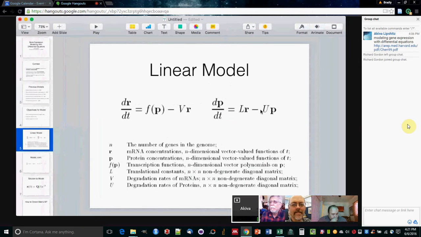And similarly, the evolution of the protein concentration trajectories is going to be a linear function of the current concentration of mRNA, because proteins are translated by the ribosome from mRNA, minus the degradation rate of protein.